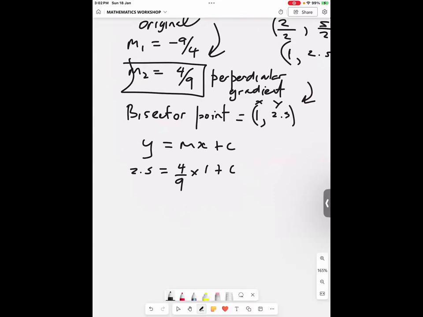All right, so go ahead for me now, guys, and we're going to say 2.5 is equal to 4 times 1, which is 4 over 9, plus c. What's 4 over 9, guys, on the calculator? Maybe it's a recurring decimal, I'm not sure. Yes, sir, 0.4444. Yes, it's a recurring decimal. So I'm going to use two decimal places. So 2.5 equals 0.44444 recurring plus c.